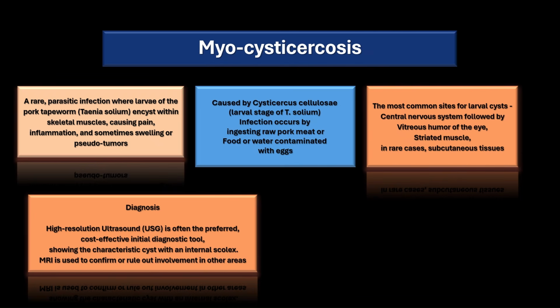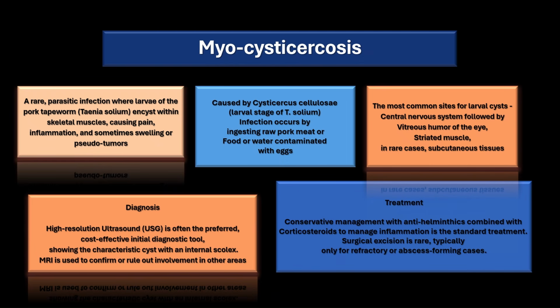rare cases, subcutaneous tissues. Diagnosis: high-resolution ultrasound is often the preferred, cost-effective initial diagnostic tool, showing the characteristic cyst with its internal scolex. MRI may sometimes be used to confirm or rule out involvement in other areas. Treatment is typically conservative with antihelminthic drugs, sometimes combined with corticosteroids to manage inflammation. Surgical excision is, however, rarely indicated, particularly in refractory or abscess-forming cases.